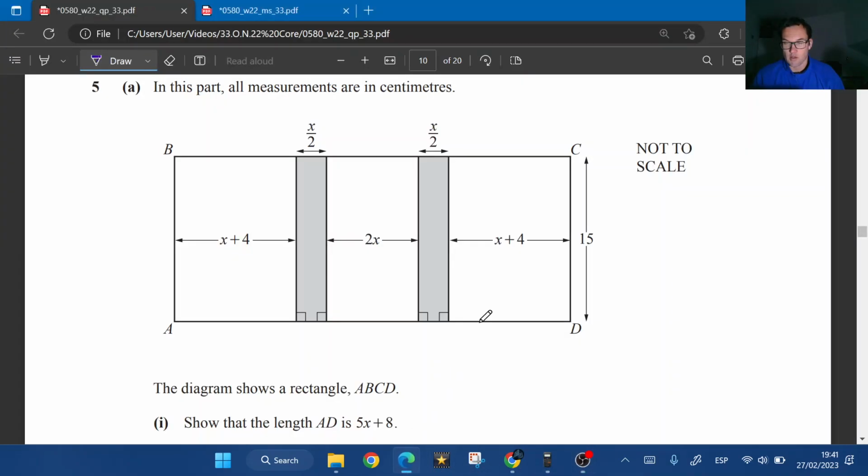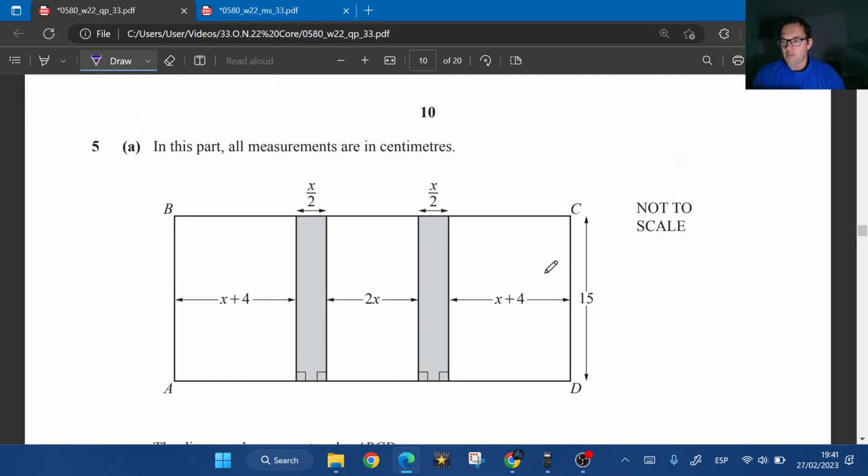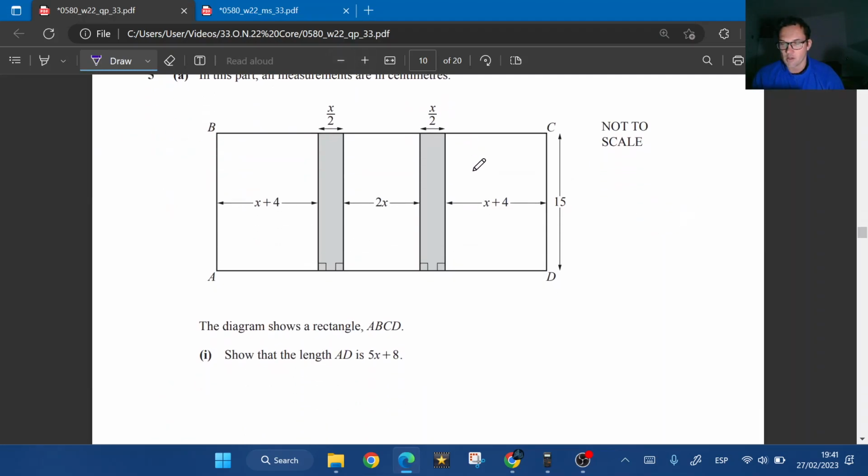Right, into question 5. Everything is in centimeters, they tell us. They tell us it's a rectangle, we can see that. Show that the length is 5x plus 8. Well, let's start just adding the length together. This is x plus 4. Then we add that x over 2. Then we add the 2x. Then we add another x over 2.